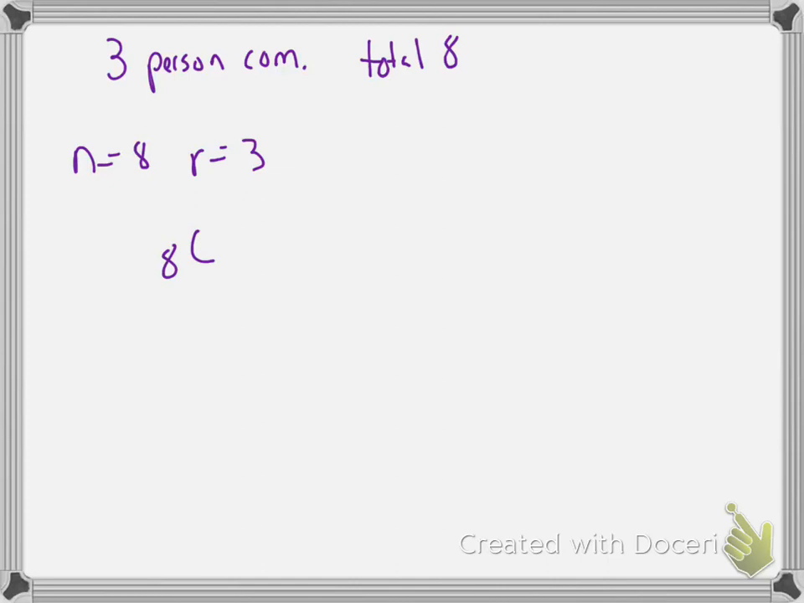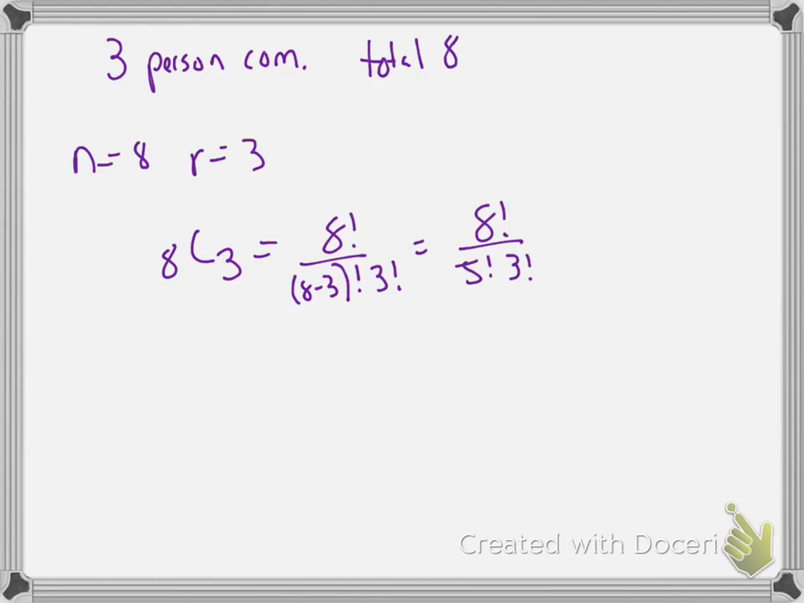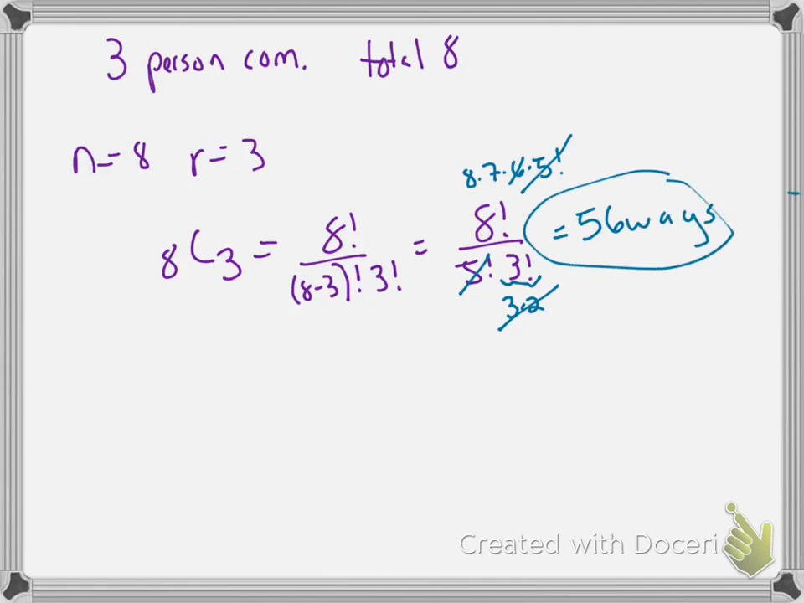And then that gives us 8 factorial over 8 minus 3 factorial times 3 factorial, so 8 factorial over 5 factorial times 3 factorial. I'm going to expand the top. So that gives me 8 times 7 times 6 times 5 factorial. The 5 factorials cancel. 3 factorial is 3 times 2, that's 6, which cancels up here. So we're just left with 7 times 8. So it's 56 ways to form that subcommittee.